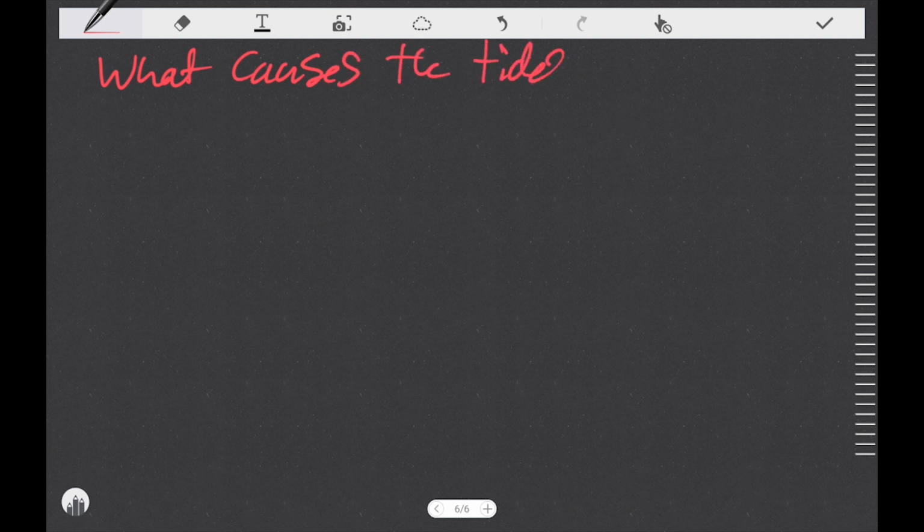So now I guess we're going to discuss what causes the tides. And I know that we already said that the tides are caused by the gravitational pull of the sun and the moon. So it should come as no surprise that that's going to be my answer to this question. To talk about it in a little bit more depth, what I'd like to do is take a look at the orbit of the Earth around the sun and the orbit of the moon around the Earth.